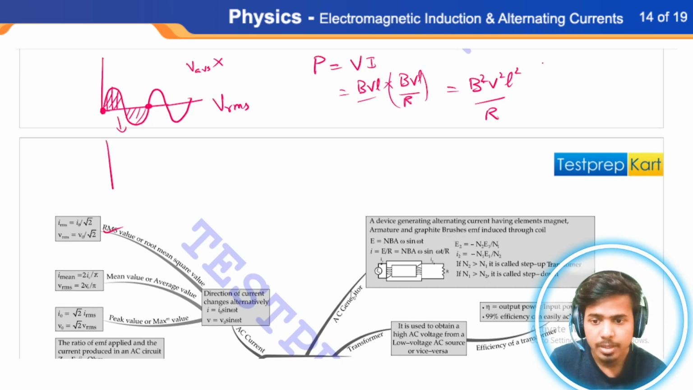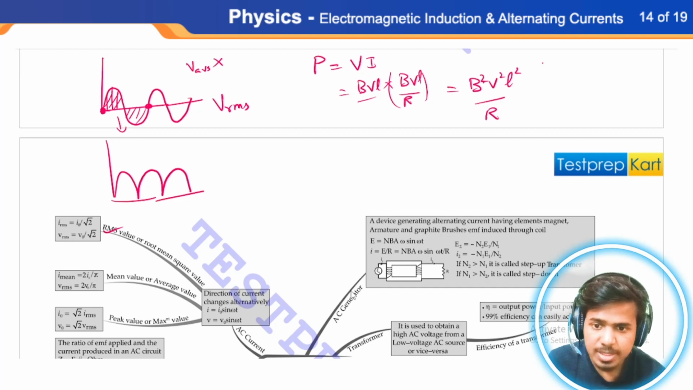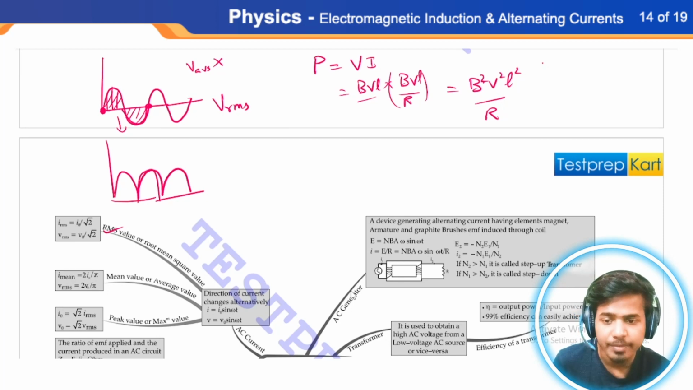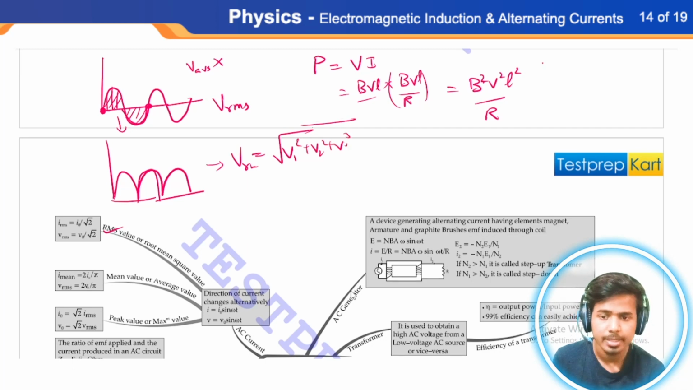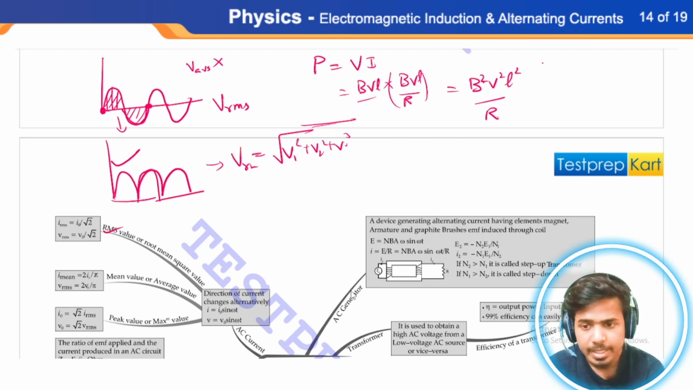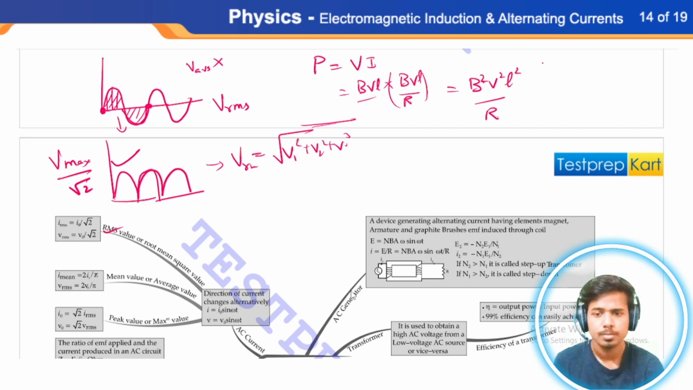When you take the square, the whole thing becomes something like this. Why? Because even this negative portion, when you square it, becomes positive, and the graph looks something like this. Now you can take an average and then take the square root. So basically V_RMS is equal to the square root of V1 squared plus V2 squared plus V3 squared, like that. When you calculate that, V_RMS is actually V maximum upon root 2.